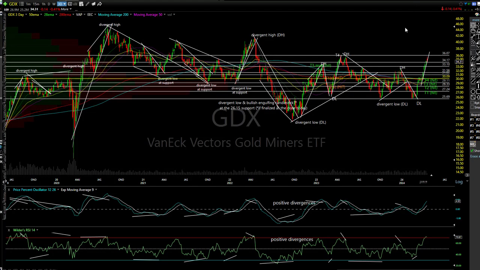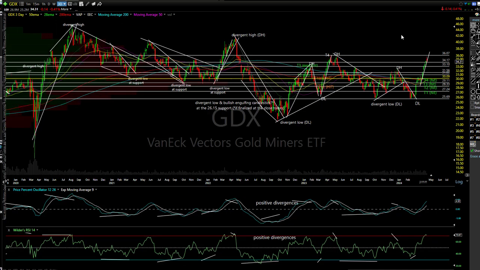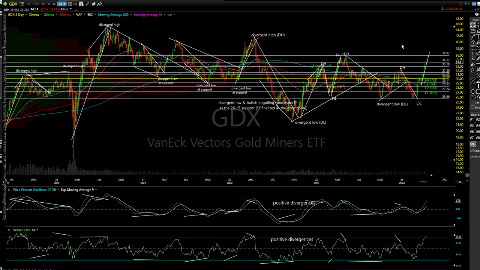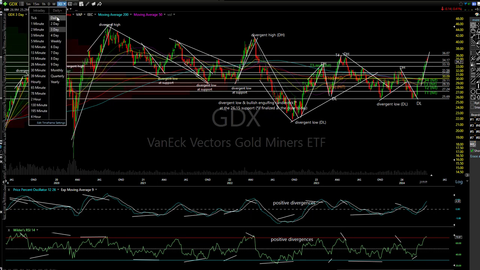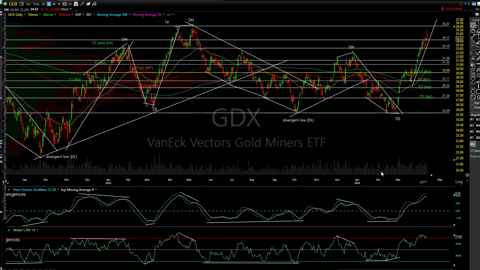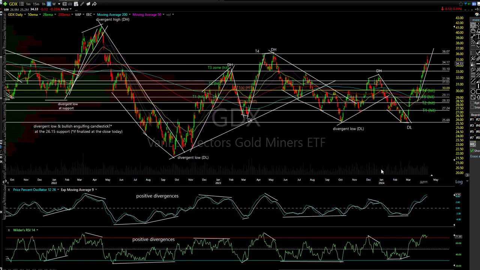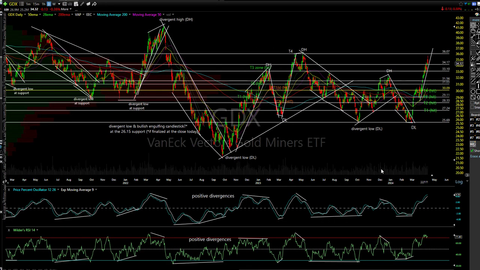Okay, somebody asked about GDX today. Here we go. I think the question put to me was, do we have divergences on the daily? Something's gone funky here. Oh, here we go. Let me change that back to a daily. There we go. There's my lines. The question was, do we have divergence? No, we don't have it on the daily. But what we have is, we're coming up.